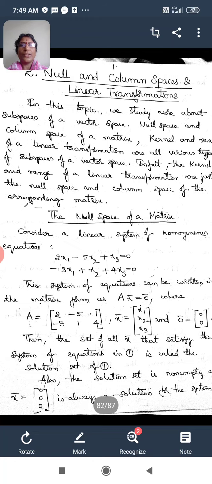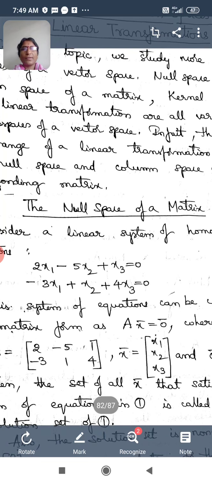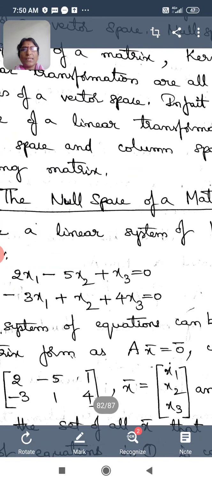To orient into the concept of the null space of a matrix, let us first consider a linear system of homogeneous equations. Even though I could have more, I have chosen three variables x1, x2, x3, and I am taking only two equations. These are the two equations: 2x1 minus 5x2 plus x3 is equal to 0, and minus 3x1 plus x2 plus 4x3 is equal to 0.